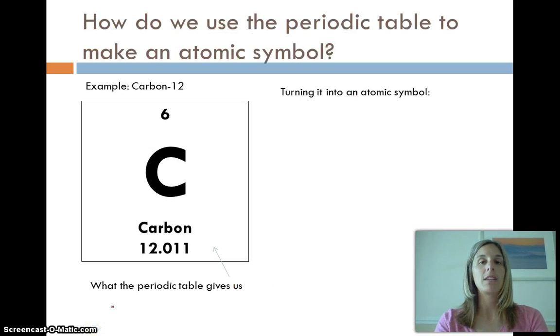So how the heck do we turn something we see on the periodic table into an atomic symbol? Well, first things first, let's copy down the stuff we know comes off the periodic table.